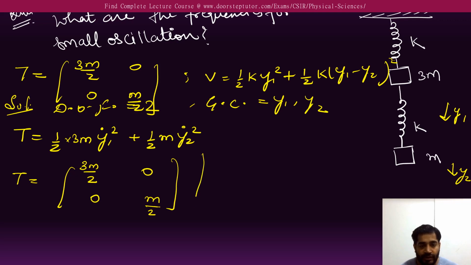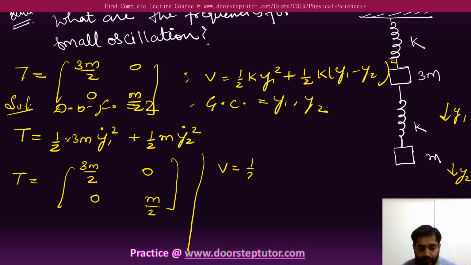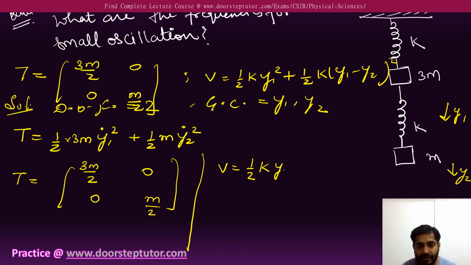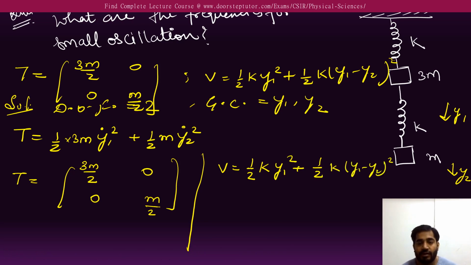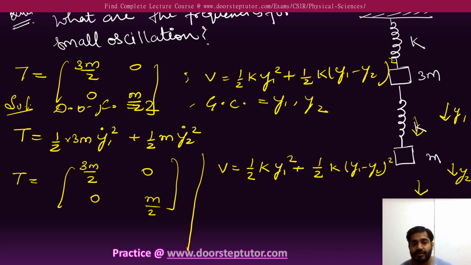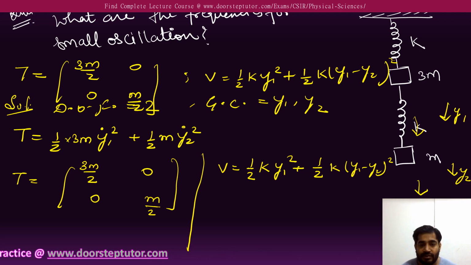Now come to the potential energy. We talk about the first spring first: it's half k y1 square. For the second one, it's half k (y1 minus y2) square, because this second spring is pressed by 3m and stretched by m. That's why the spring extension is y1 minus y2. Clear? Now we will see what the matrix format is for this.